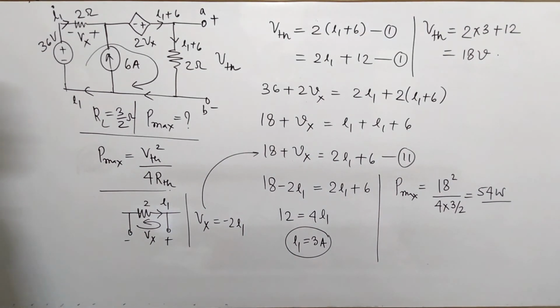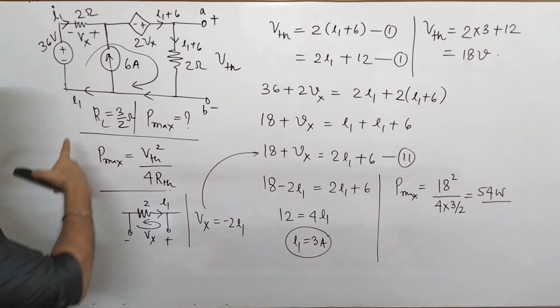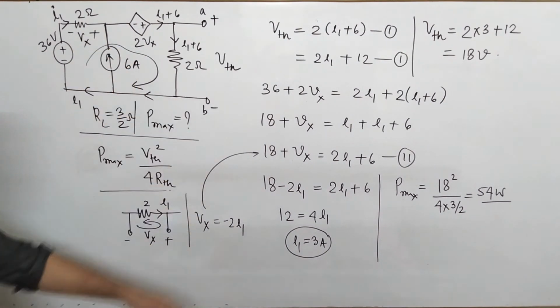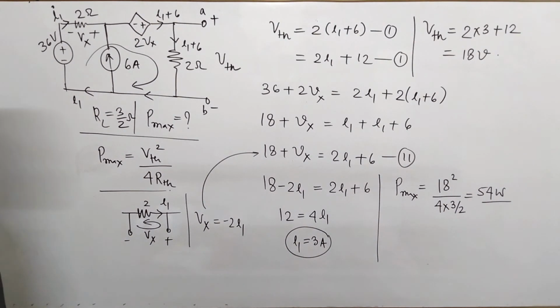So this is one important problem just to understand. First we have found the value of RL, then we have found the value of VTH. How do we find the value of VTH when a dependent source is also present? So this is the fashion we have found, and finally we have found the value of maximum power. So we move on with the next problem.